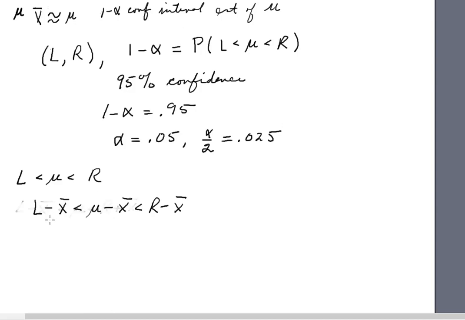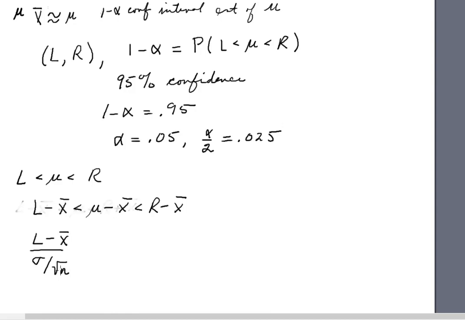Now, another thing I can do is to divide each member of this inequality by a positive quantity. If I divide by a positive quantity, I will not change the sense of the inequality, and the sense is L less than mu. That's the less than is the sense of that inequality. Mu less than R, the sense here is that mu is less than R. So if I divide by a positive value, I maintain the sense of the inequality. And so let's divide by the population standard deviation divided by the square root of the sample size.